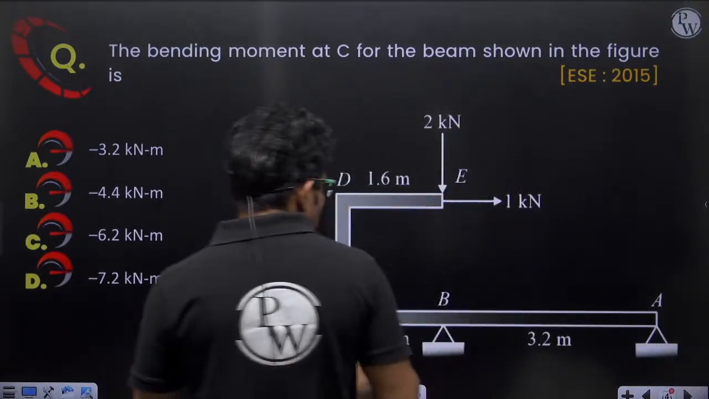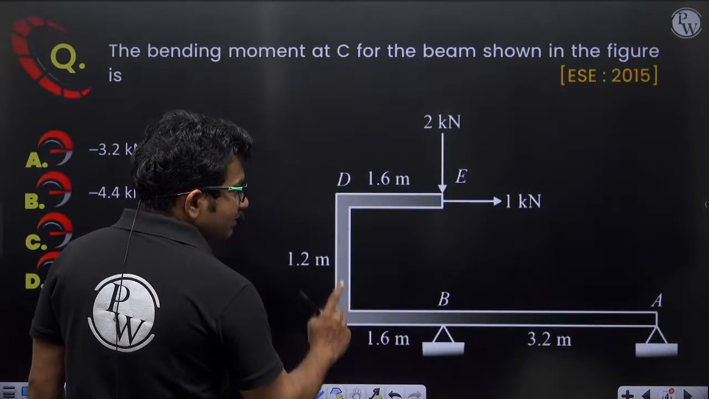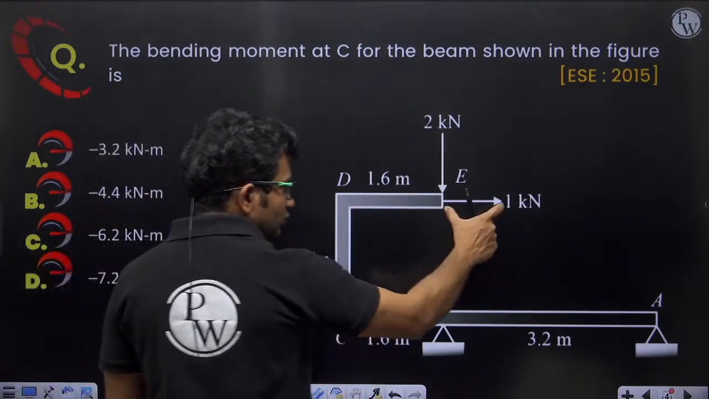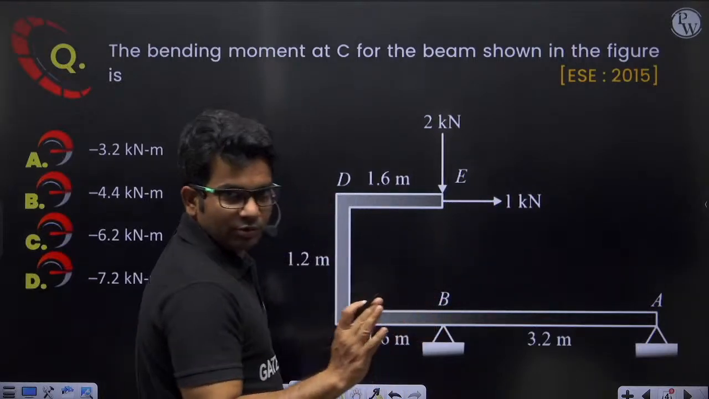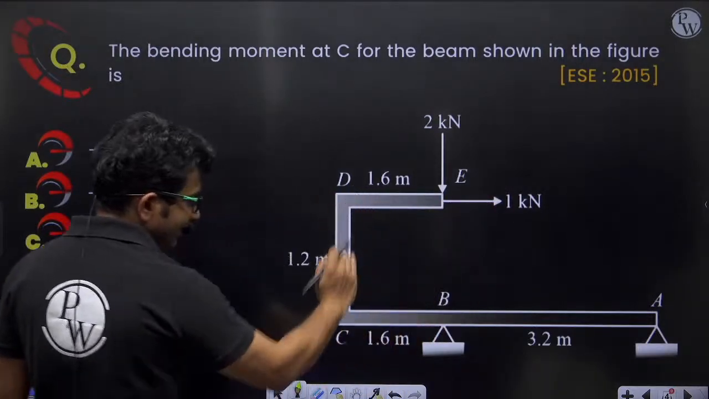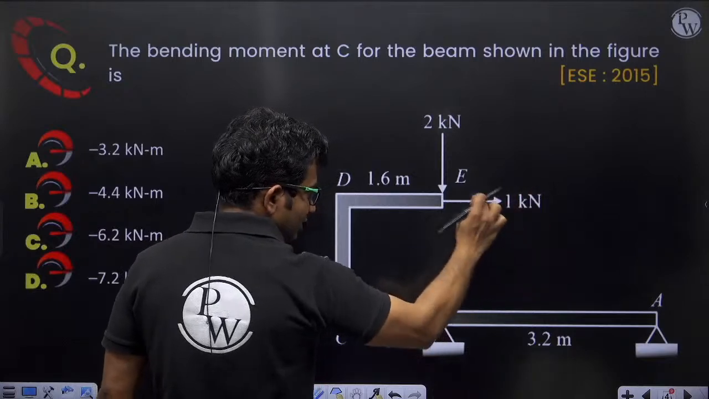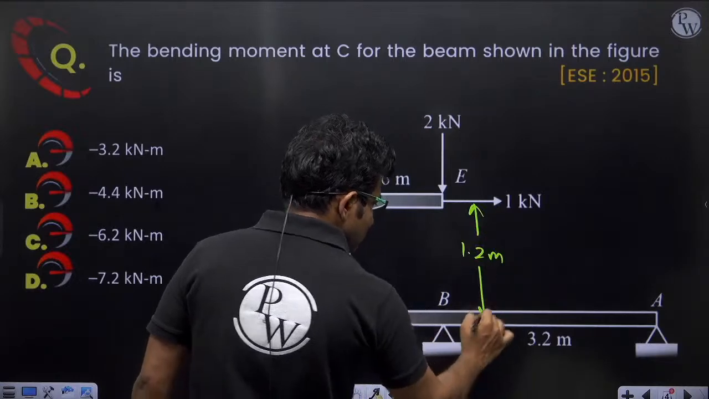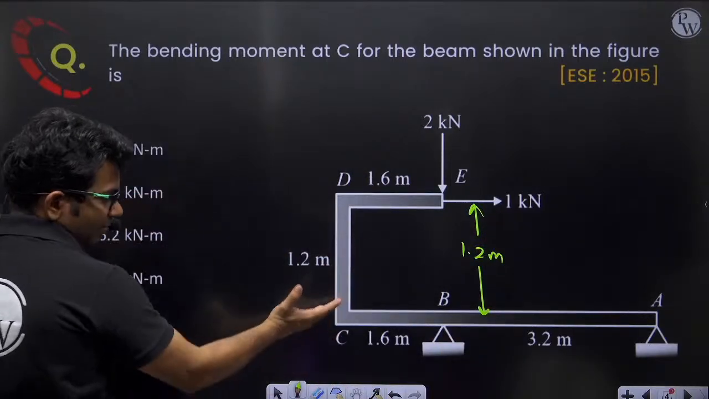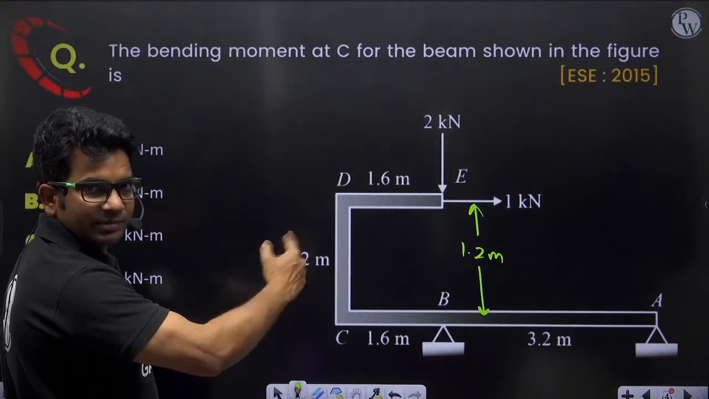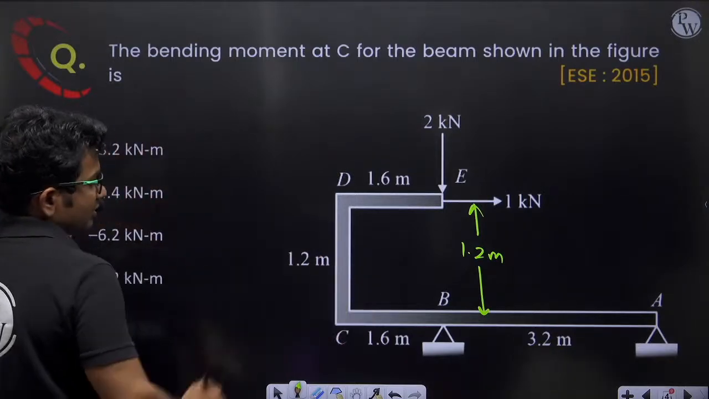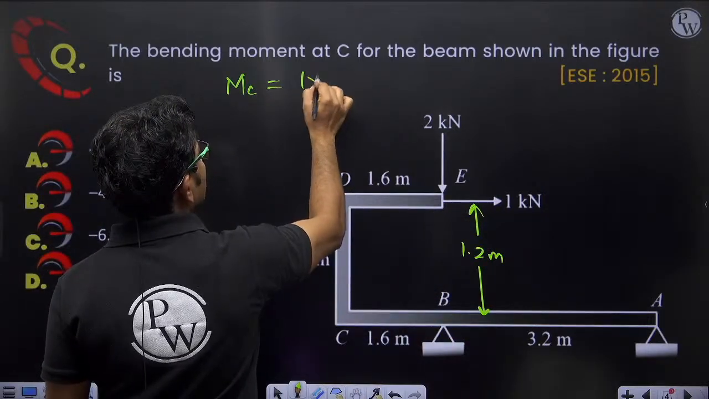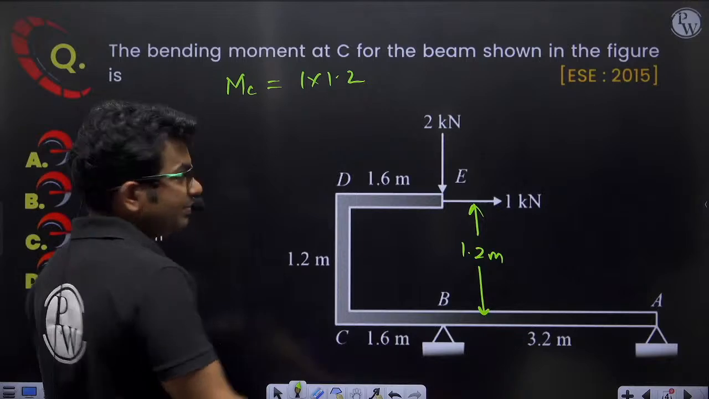Now the bending moment at C, because of 1 kilonewton and because of 2 kilonewton, that I have to calculate. Because of 1 kilonewton, moment will be force into perpendicular distance. The perpendicular distance is 1.2 meter, and it gives a sagging bending moment. So bending moment at C will be equal to 1 into 1.2, and it will be positive.